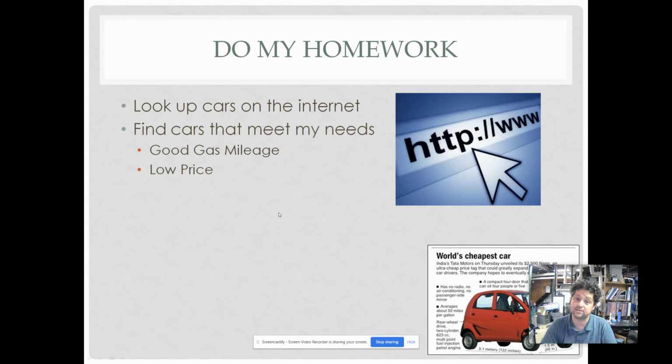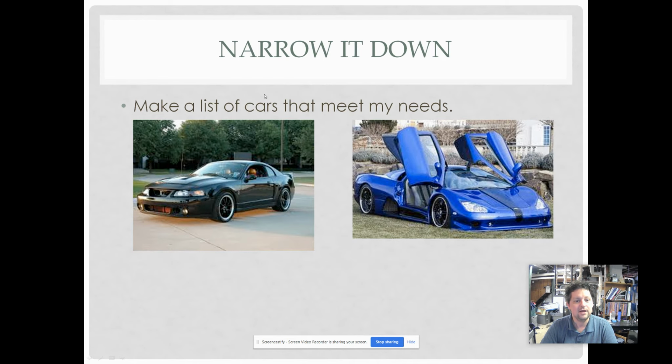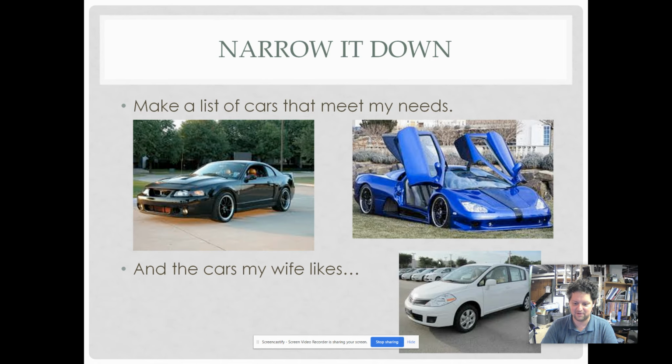This right here is the cheapest car in the world, or at least it was when this slideshow was put together. It's a $2,500 car, brand new in India. No radio, no air conditioning, no side mirror. It is a 2-cylinder car, just cheap. One of the rare instances when something's below my budget. But I narrowed it down to some cars that meet my needs, right? This looks good. I wouldn't mind one of those. And this guy over here, I'll take that one. And I guess I'll add the car my wife likes, this Nissan Versa. And you can take a guess as to which one I ended up buying.